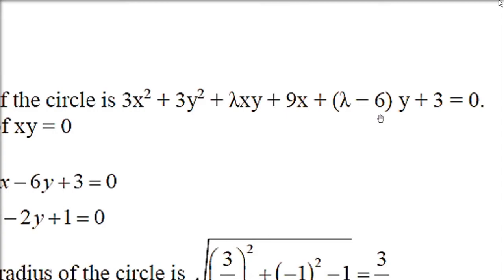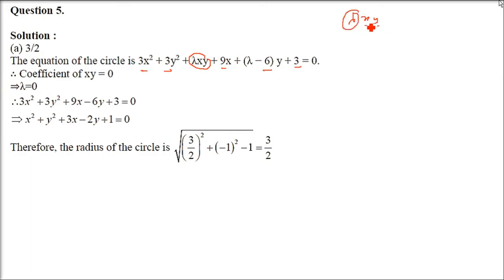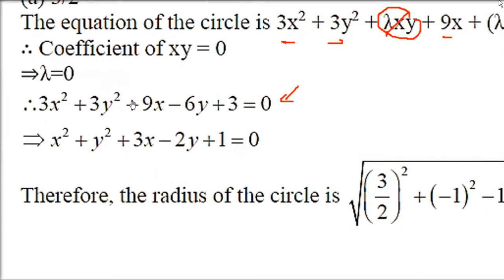You understand? So this is the equation we are talking about. And what will be the radius? Radius is under root g square plus f square minus c. If you compare it with x square plus y square plus 2gx plus 2fy plus c, lambda xy is not in the general equation of the circle. That means clearly lambda is 0. So when lambda is 0, put lambda here. Lambda minus 6 is minus 6y.